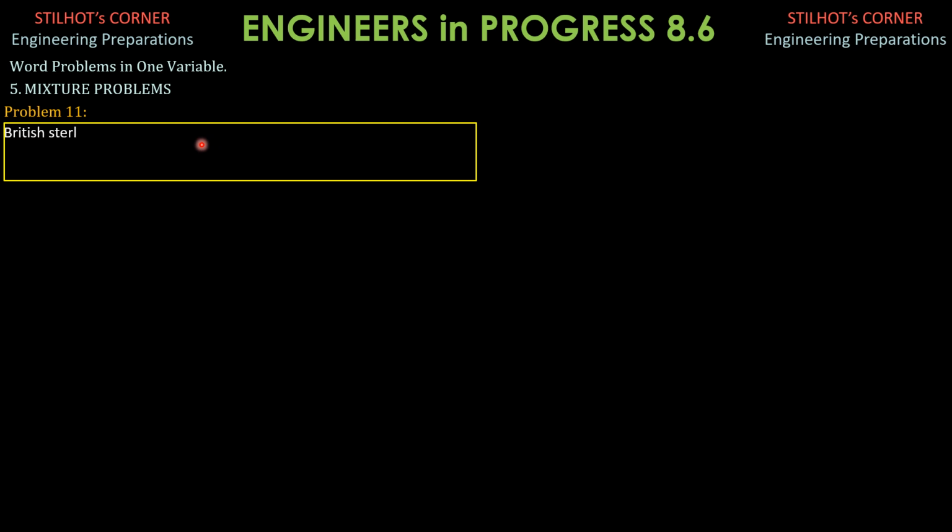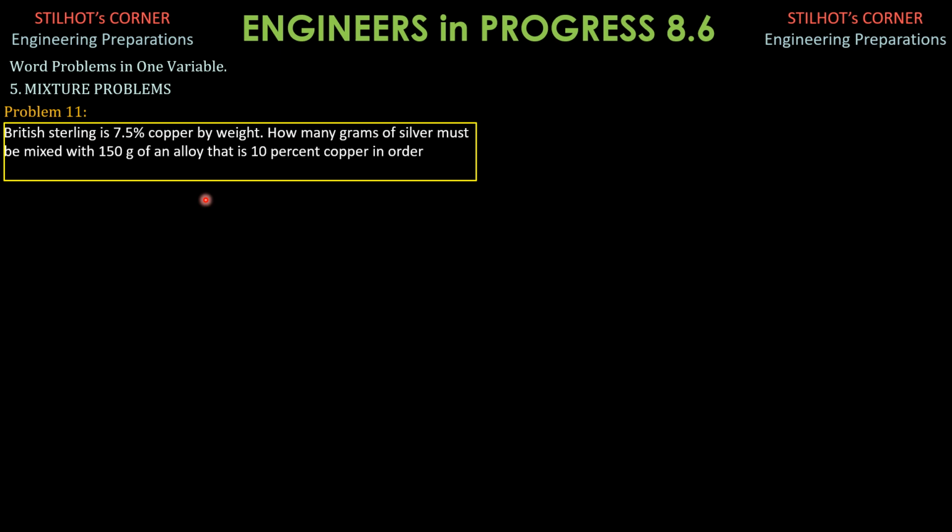So the first problem: British sterling is 7.5% copper by weight. How many grams of silver must be mixed with 150 grams of an alloy that is 10% copper in order to make sterling? So take note that we are talking here of British sterling, and for it to be British sterling, it should be 7.5% copper by weight. Silver is 0% copper. Take note of that.